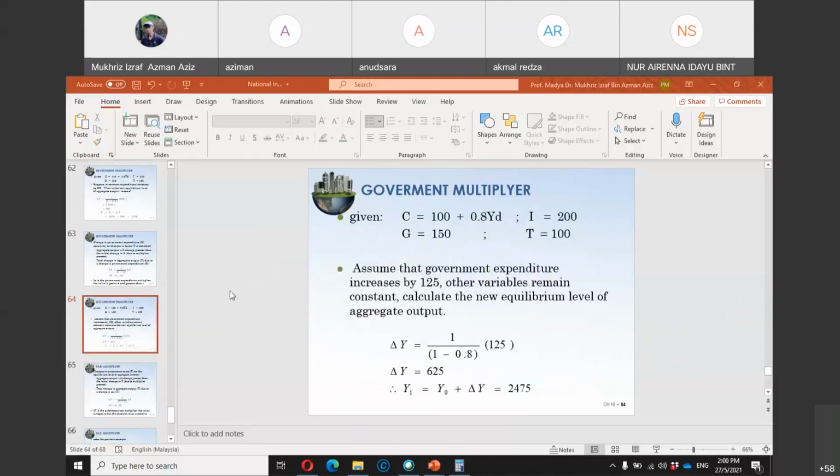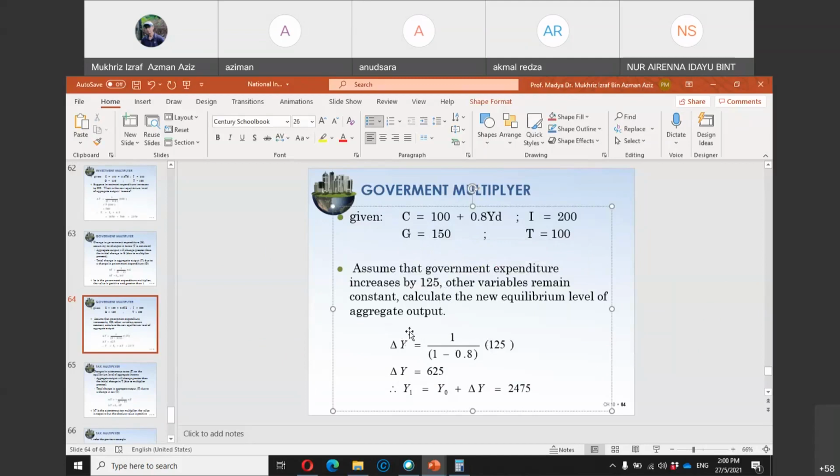Using this similar approach, you can see how to solve for the government multiplier. Assume that government expenditure increased by. You can see here, this one is increased by, not increased to. By means this is already the change value. So you need to understand the terms used in English. I cannot teach you English. Either you know or you don't understand. So increased by means this is already the change value.